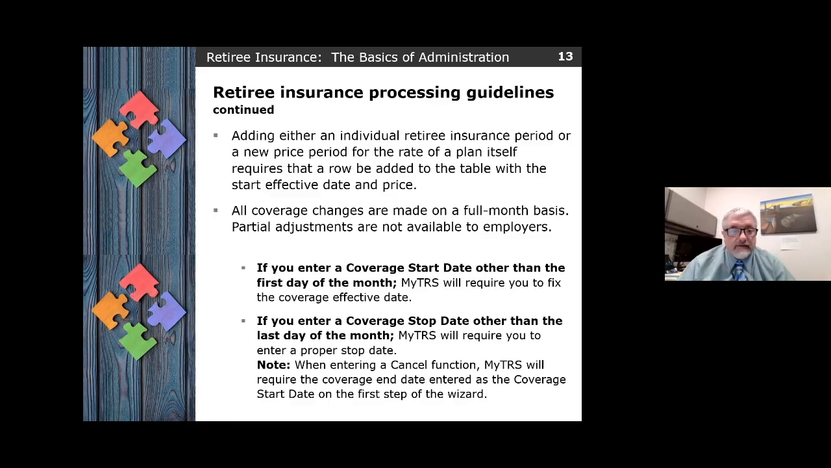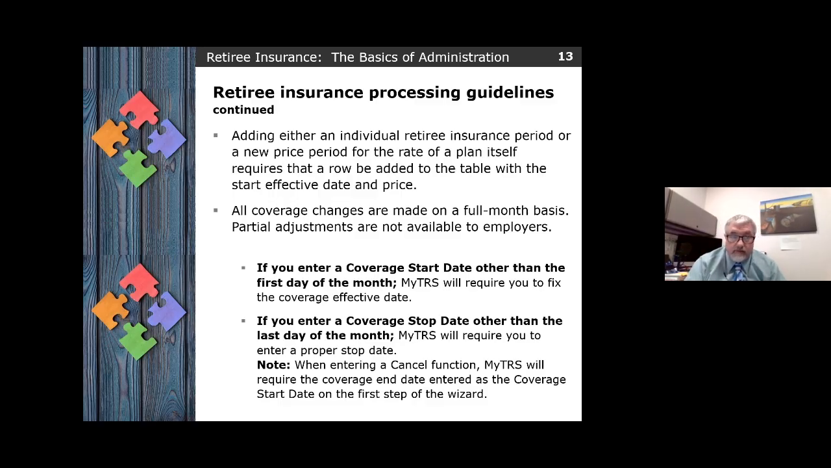So maybe they're turning 65 and they haven't decided till the end of the month. No problem. You can put it in retroactive to the beginning of the month. MyTRS will calculate the bill for you. And again, we're going to cover that transaction a little bit, but just keep in mind that philosophy always remains consistent, okay? Now, coverage changes are always on a full month basis, okay?